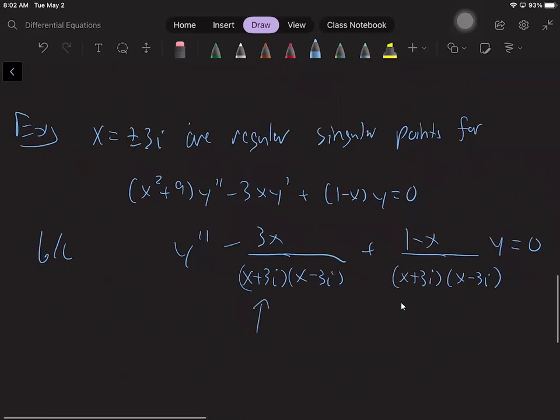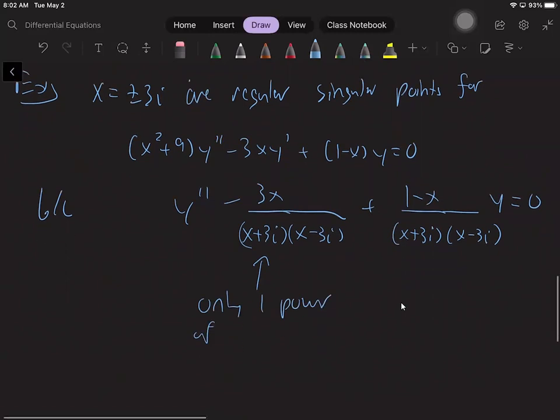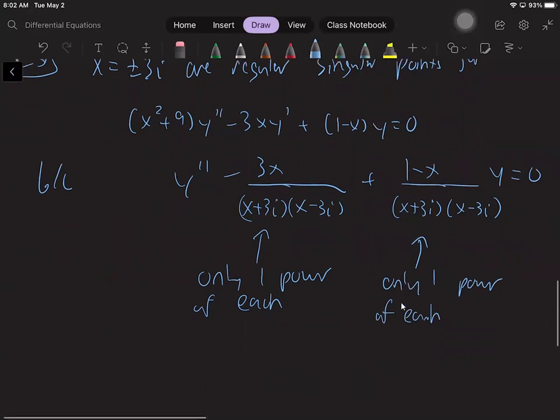So here, there's only 1 power of each factor, which is what you want. You want 1 or less. And here you want 2 or fewer, and there's still only 1. And as long as there's 2 or fewer, it's fine. Okay, so that's what you're looking for as the shortcut for determining if they're regular or irregular.